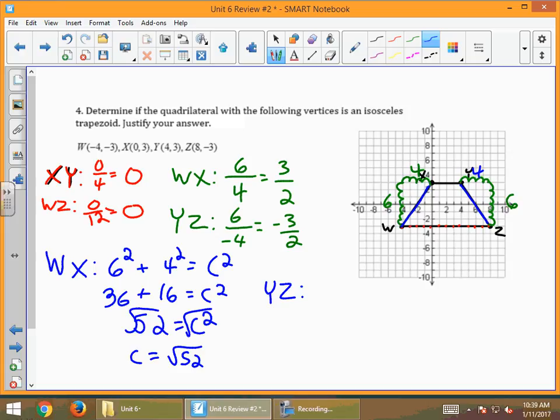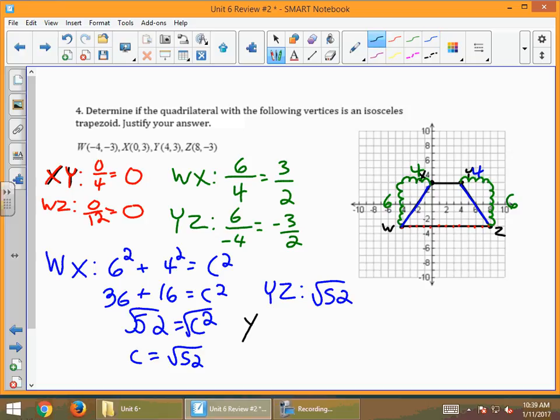If they both have the same numbers, what do you think their answer is going to be? The same, right? So those are also square root of 52. So are those legs congruent? Yes. So we now call this an isosceles trapezoid. So now I just proved it.